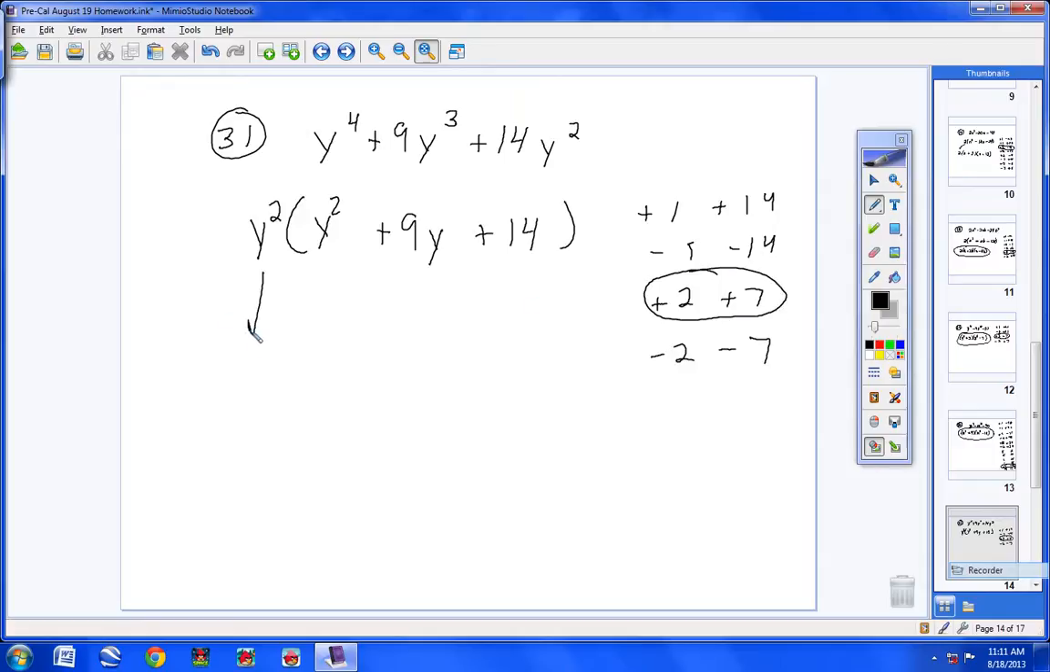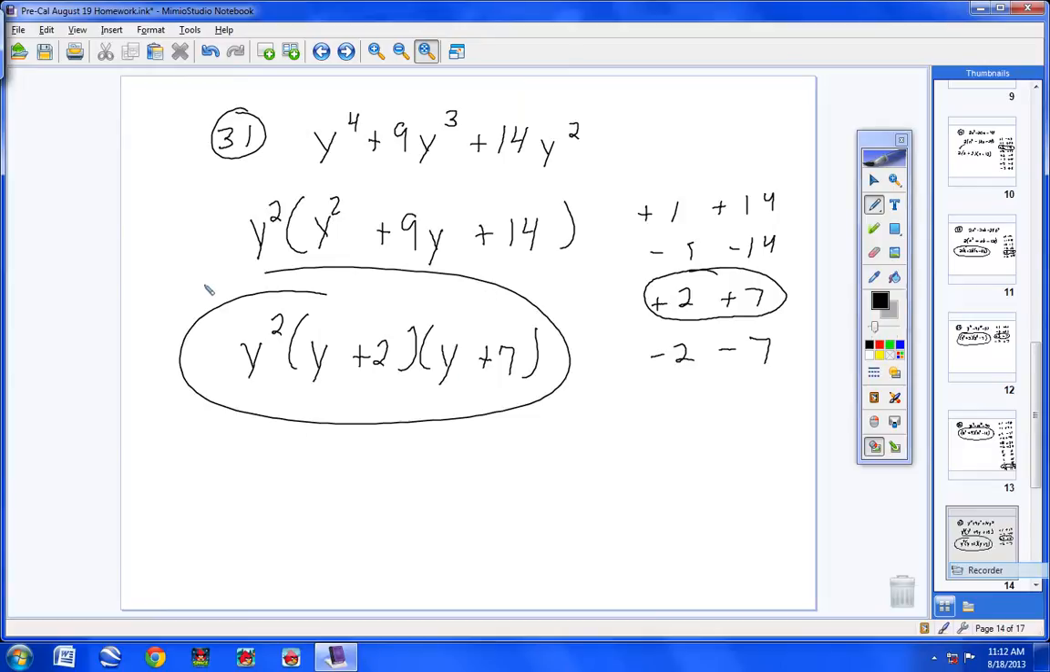So here's what we're going to do. We're going to bring down our y squared, put our 2 parentheses, and now notice your first term right here is a y squared. So I'm going to put a y and a y. My last term right here is a +14. So I'm going to put a +2 and a +7. And there, we have done it. Pretty simple. That's number 31.